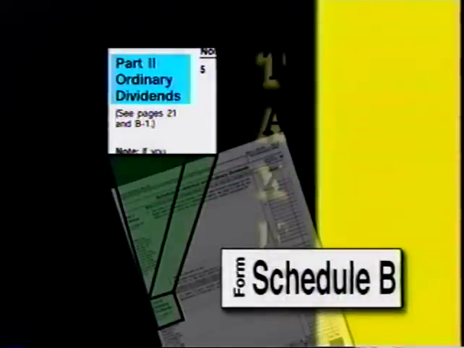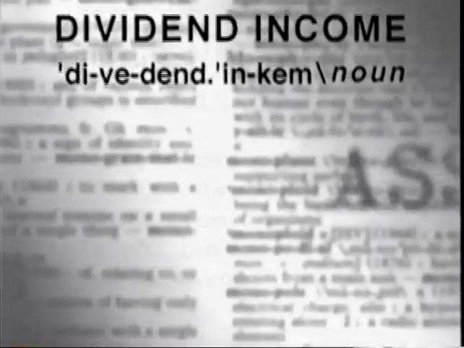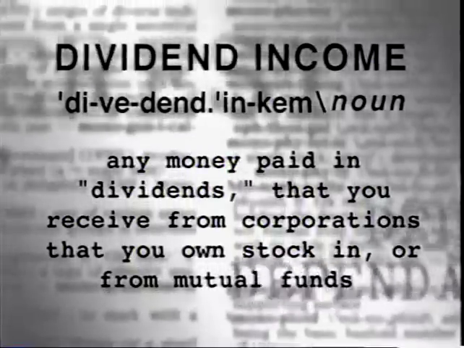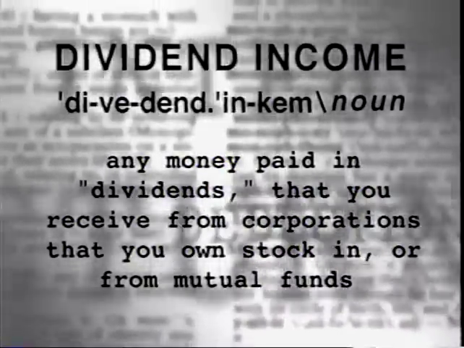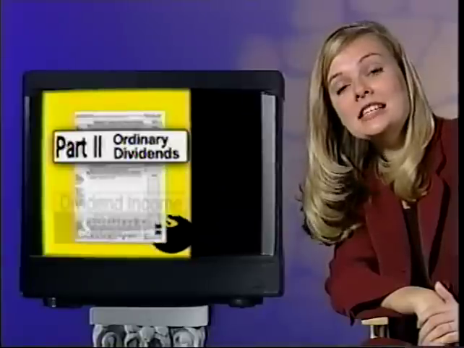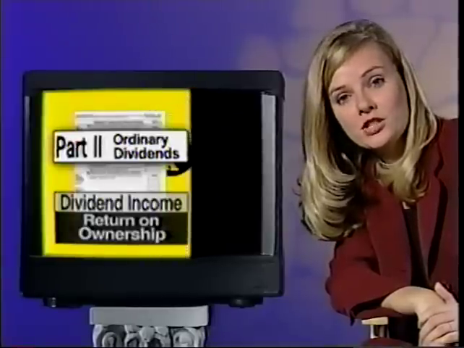For now, let's jump down to Schedule B, Part 2, Ordinary Dividends, which deals with dividend income. Dividend income is any money paid in dividends you receive from corporations you own stock in or from mutual funds. Part 1 of Schedule B, Interest, deals with money paid to the Hendersons as a result of their loaning money to an institution like the Itsy Bitsy Bank or to an actual person like Joe Navarro. Part 2 is Ordinary Dividends. Dividend income is a return on ownership.